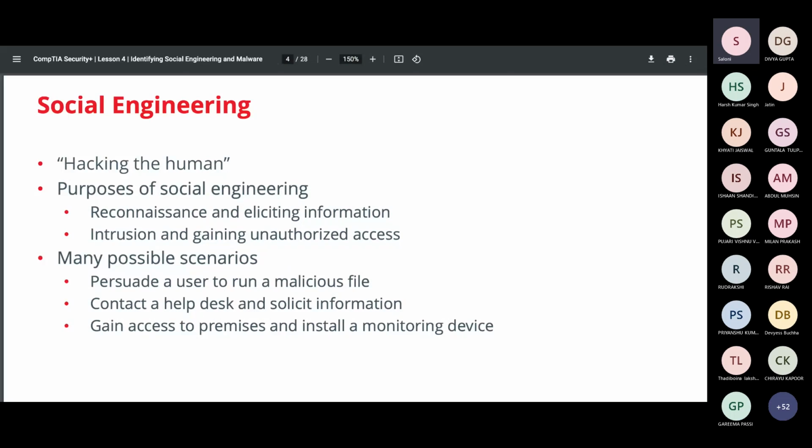Collecting information which helps in order to perform the attack, all the relevant information about the particular network or the system or the organization.